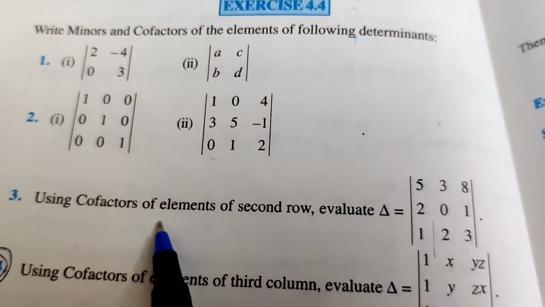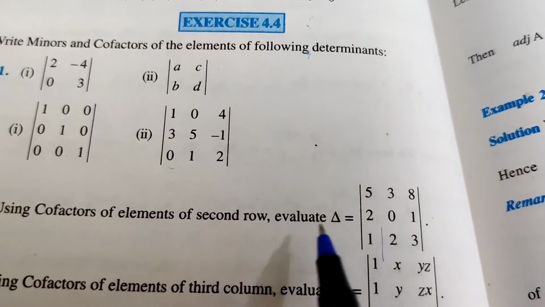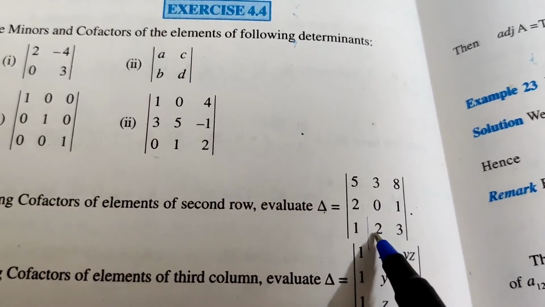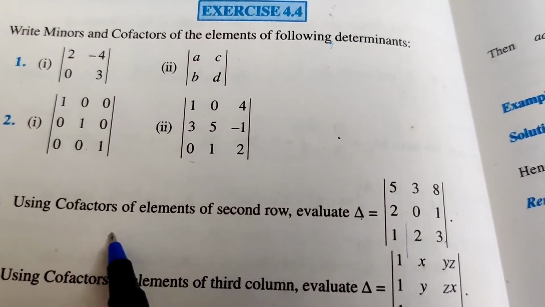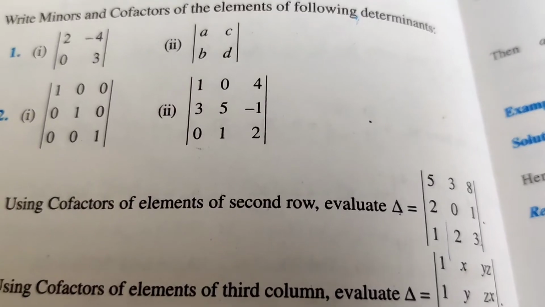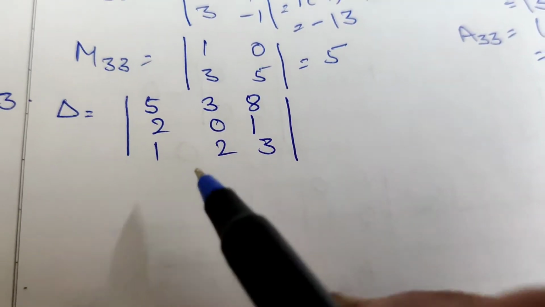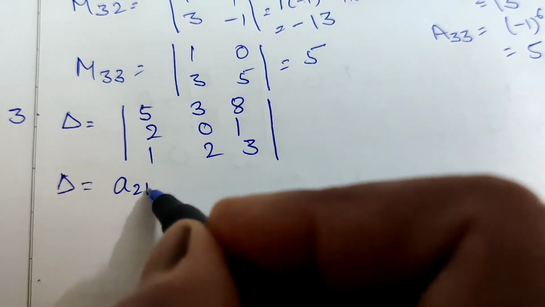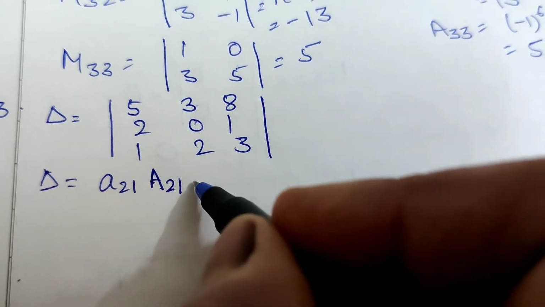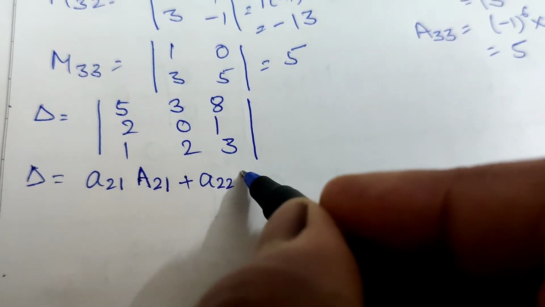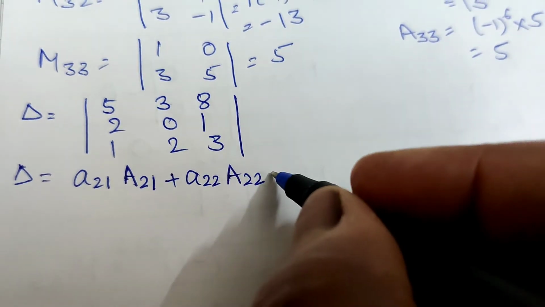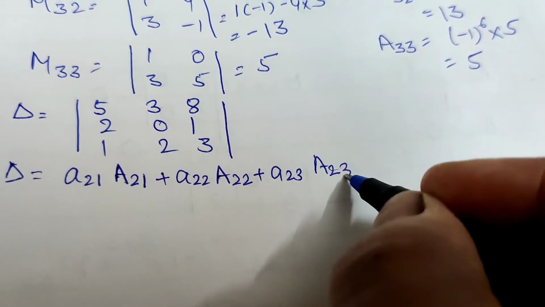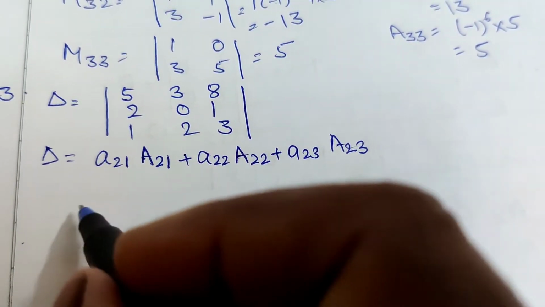Question number 3. Using cofactors of elements of second row, evaluate the value of the determinant 5 3 8, 2 0 1, and 1 2 3. Now, using the cofactors of second row, the value of the determinant is the element A21 and cofactor A21, plus element A22 and cofactor of A22, plus element A23 and cofactor of A23. Okay. First we have to find A21.